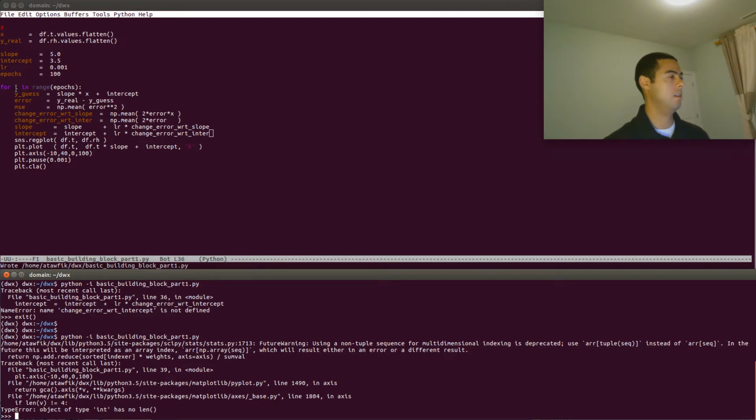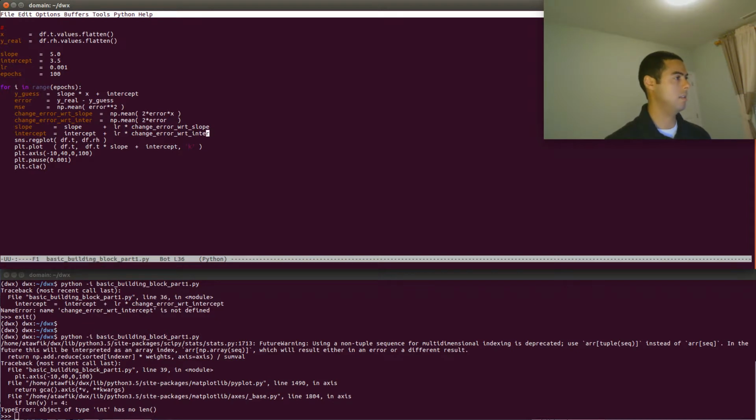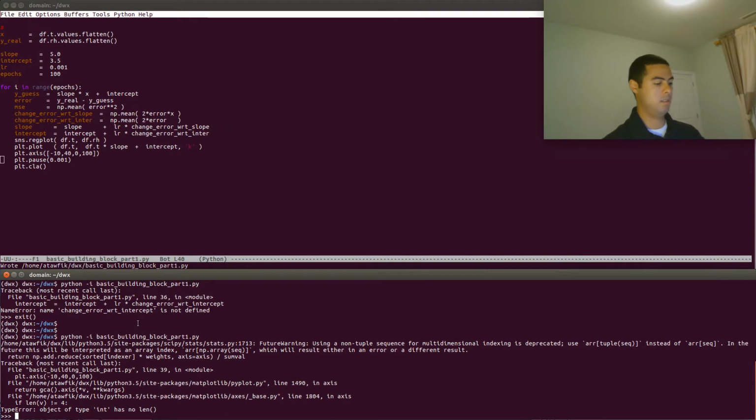I. Uh-oh, what did I screw up here? Int has no length. What am I trying to figure the length of? Let's take a look at this statement. Oh, I think I'm supposed to put this in brackets maybe? I put it as a list, so it's not a tuple. Oh, let's try that again.